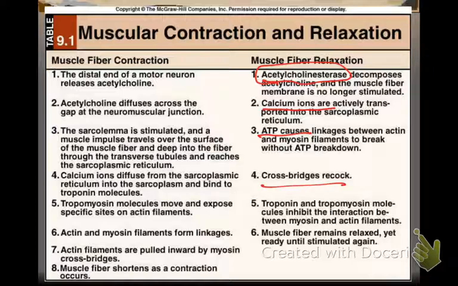The cross bridges detach and they recock. That means they get back into their position to be ready to contract again. The connections between the myosin and the actin are broken. And the muscle fiber relaxes, which means that the Z lines that were closer together now slide back into their position where they're farther apart.